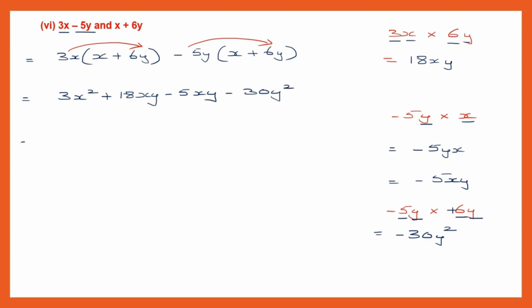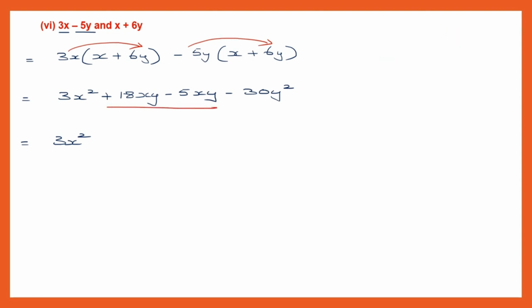So let's write down the answer: 3x², and here we have plus 18xy minus 5xy. So let's work that out: plus 18xy and minus 5xy. Now the signs are different, so let's put the sign of the bigger number and subtract. 18 minus 5 is 13. And then we have xy.